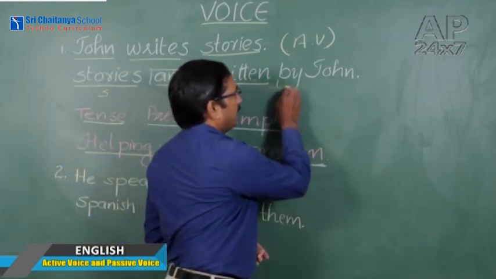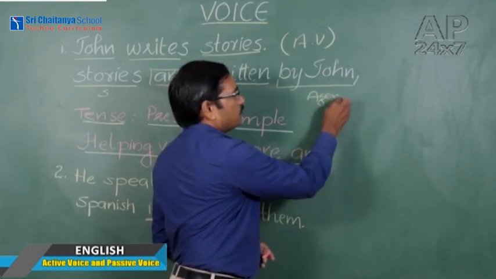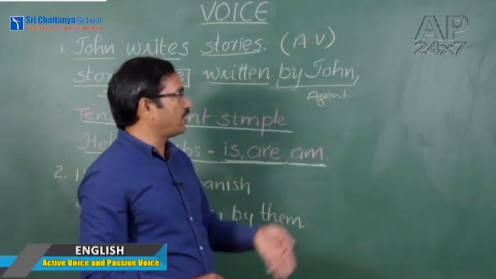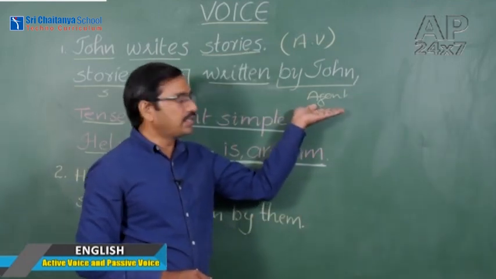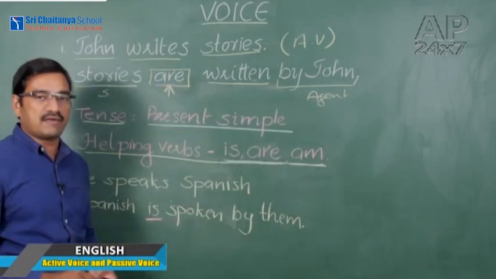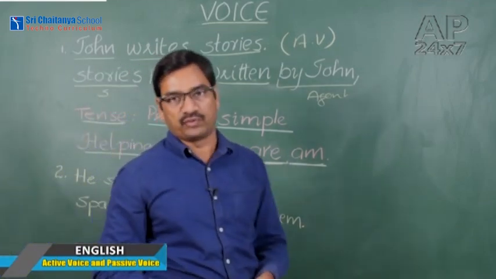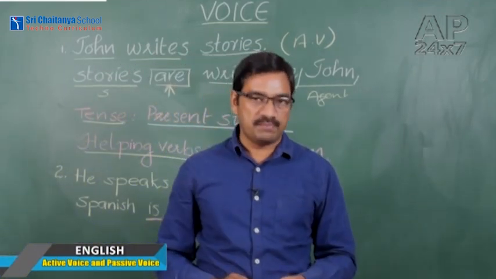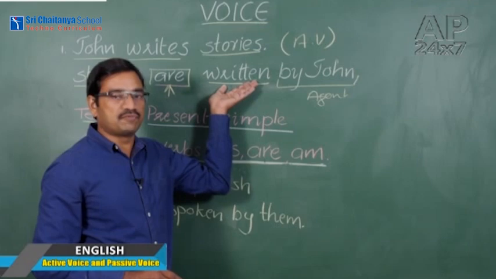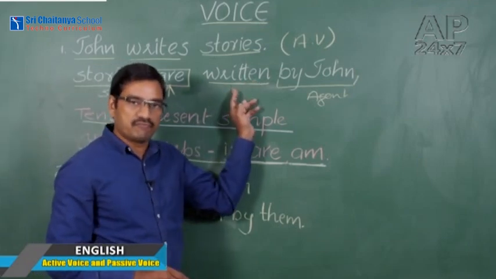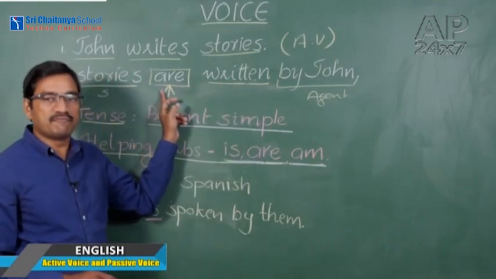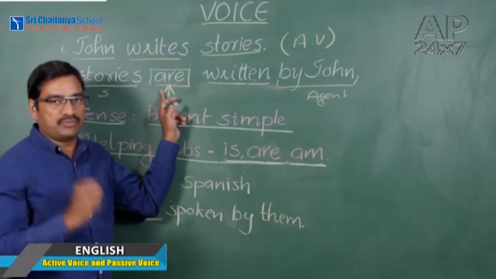This is the agent here, which was the subject of the active voice. So the subject of the active voice has now become the agent in the passive voice. Now this is the most important area we have to focus on when we change active into passive voice. Which helping verb has to be introduced? Because the main verb or the action verb is always in the V3. So we need not worry about this change of verb, but we should take care of the helping verb. Which helping verb do we have to introduce?